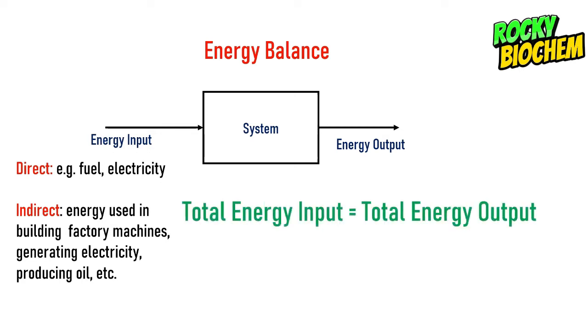So as this particular formula goes, total energy input should be equal to total energy output. Energies coming into the system should be equal to energies exiting the system. So that is how energy balance also works. It is like the mass balance. Mass in is equal to mass out. So here, energy in is equal to energy out.